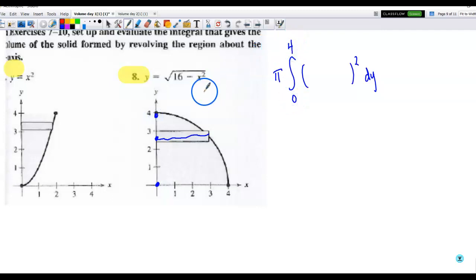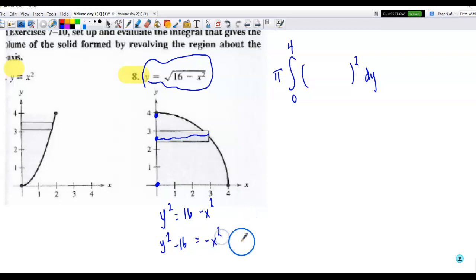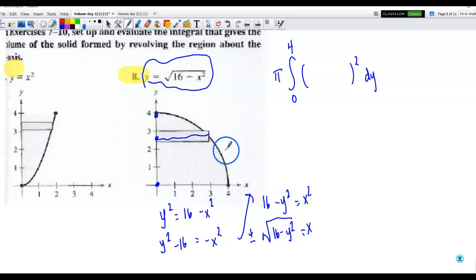And now I need the radius, but I need the radius in terms of y, so I'm going to take this equation and get x by itself. So if I square both sides, I will get y squared equal to 16 minus x squared. I'm going to subtract 16 from both sides, and that's equal to negative x squared. I'm going to divide both sides by negative 1, so that gives me 16 minus y squared equal to x squared. So x is equal to plus or minus 16 minus y squared. But like I said before, the right-hand side is the positive side, so this is 16 minus y squared, which is my r value.